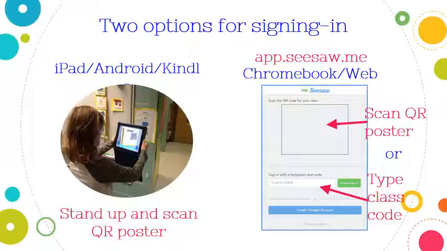As you can see, this is how a student is using a mobile device to scan the QR code on the poster in the classroom. It's a little stand up and scan, log in, or they can scan through the Chromebook or web, or like I said, type the class code. It's very, very user-friendly in terms of the login process and creating accounts with your students. The thing that I will mention is that students can use any email to do this.